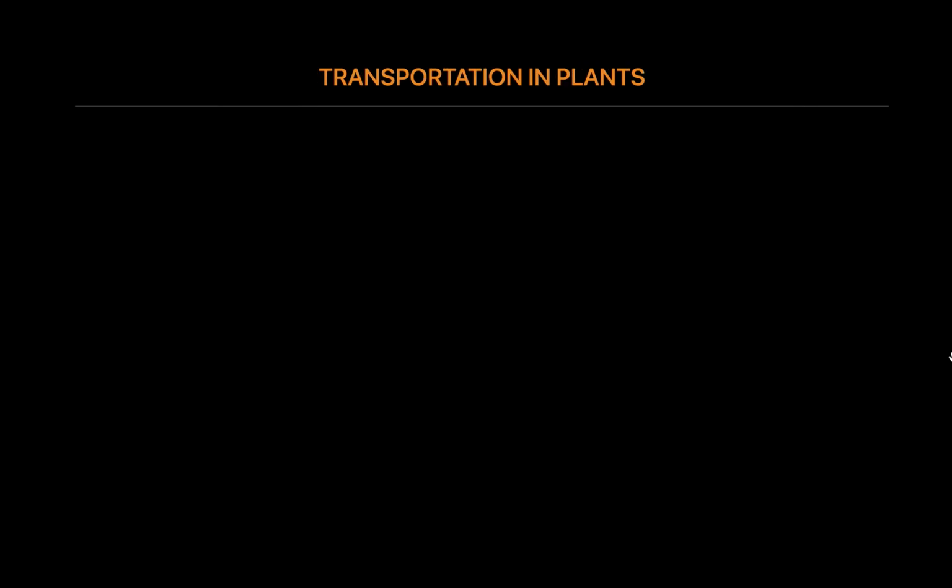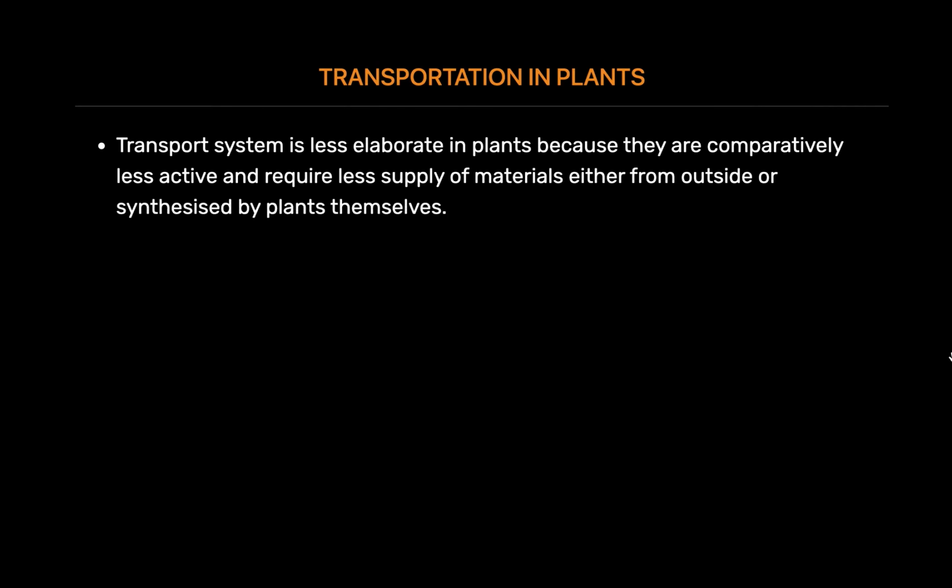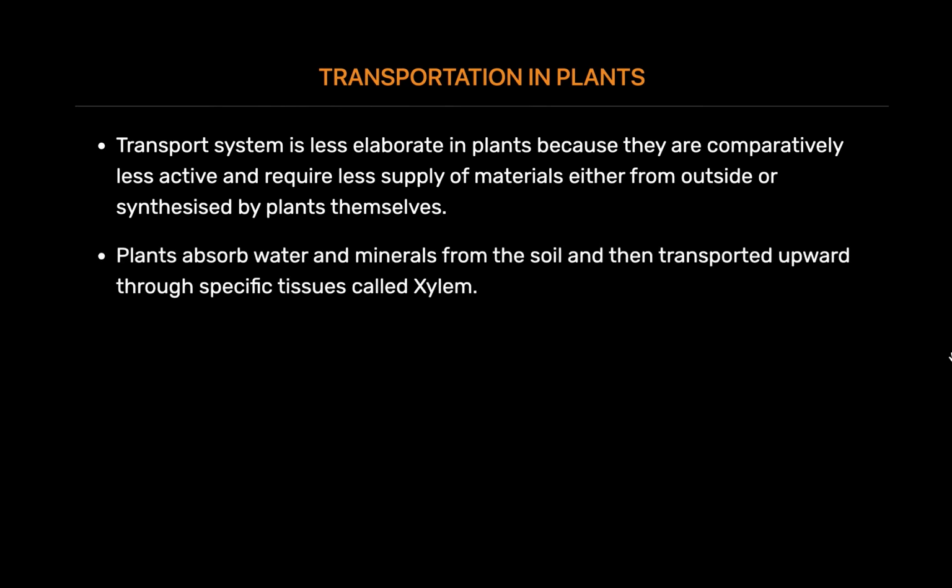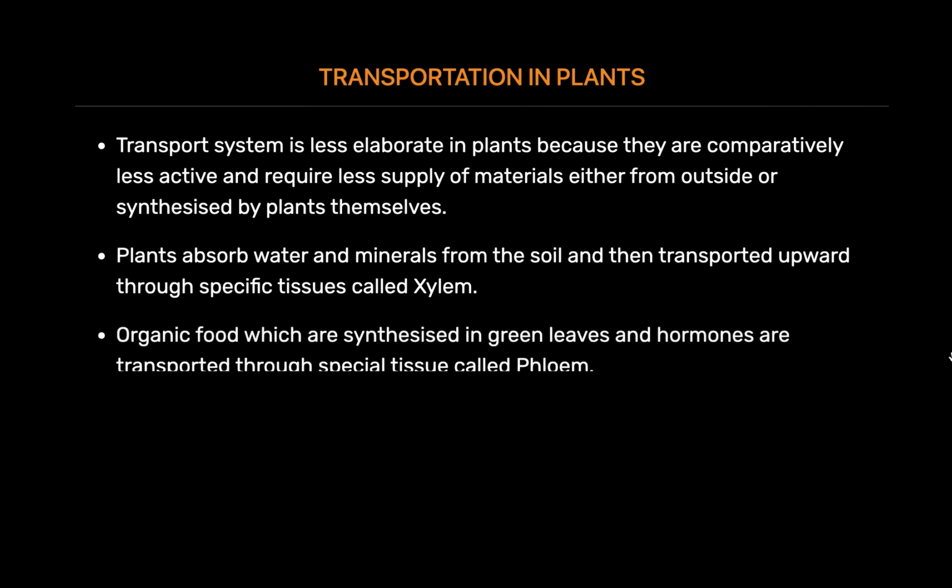Transportation in plants. The transport system is less elaborate in plants because they are comparatively less active and require less supply of materials either from outside or synthesized by plants themselves. Plants absorb water and minerals from the soil and then transport them upward through specific tissues called xylem. Organic food synthesized in green leaves, and hormones, are transported through a special tissue called phloem.